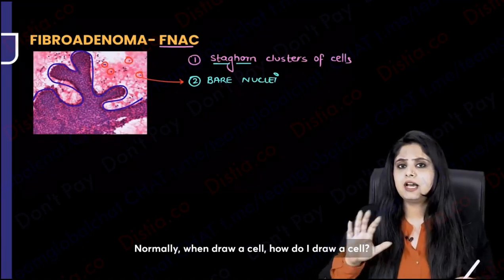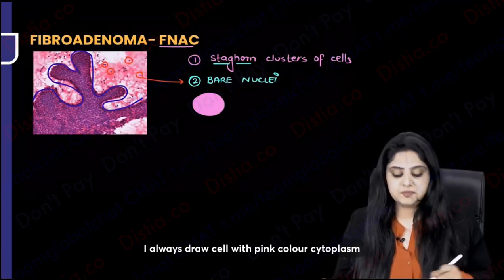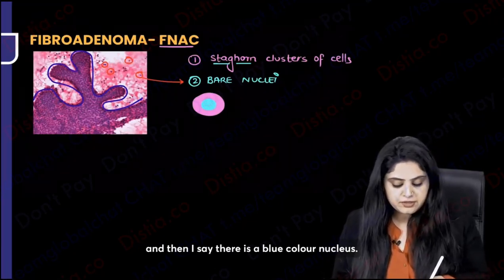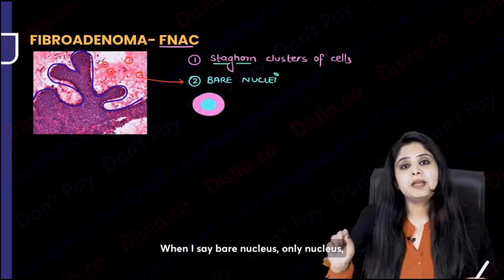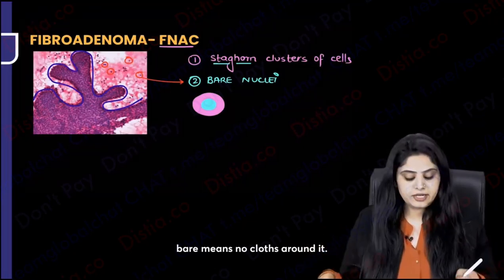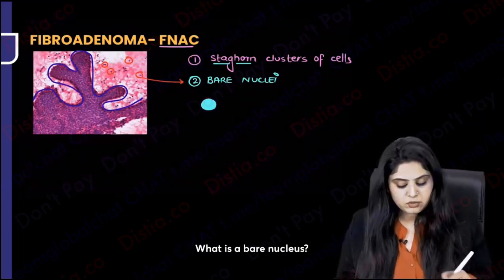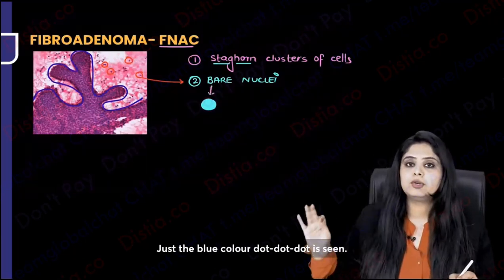Normally when I draw a cell, how do I draw a cell? I always draw a cell with pink color cytoplasm, and then I say there is a blue color nucleus. When I say bare nucleus, only nucleus, bare means no clothes around it, right? So I am going to remove the cytoplasm around it. What is a bare nucleus? Just the blue color dot is seen.